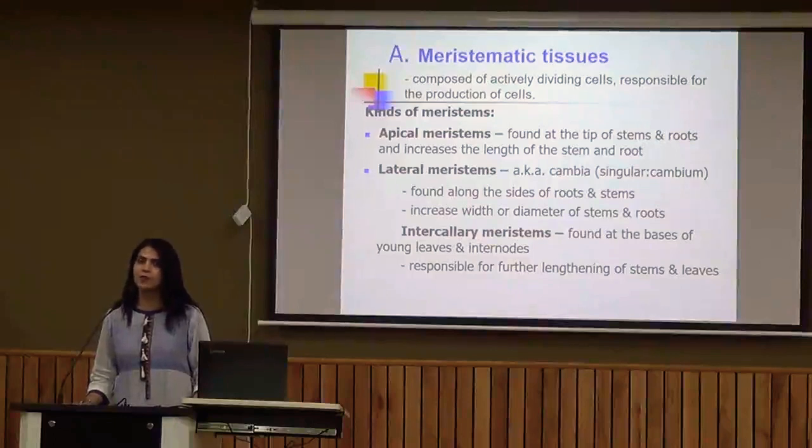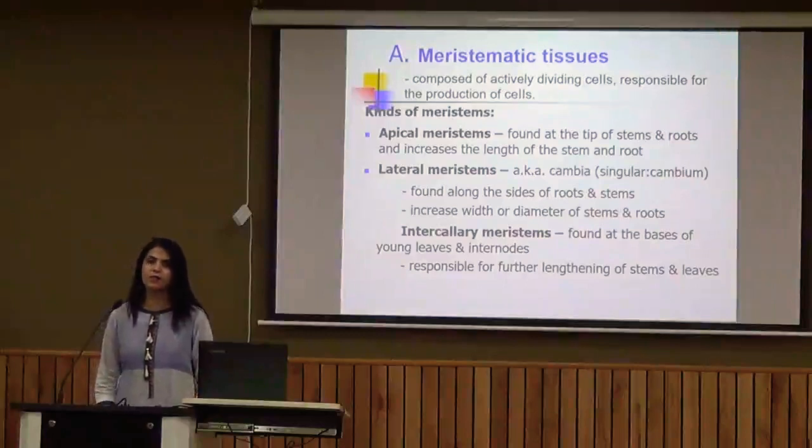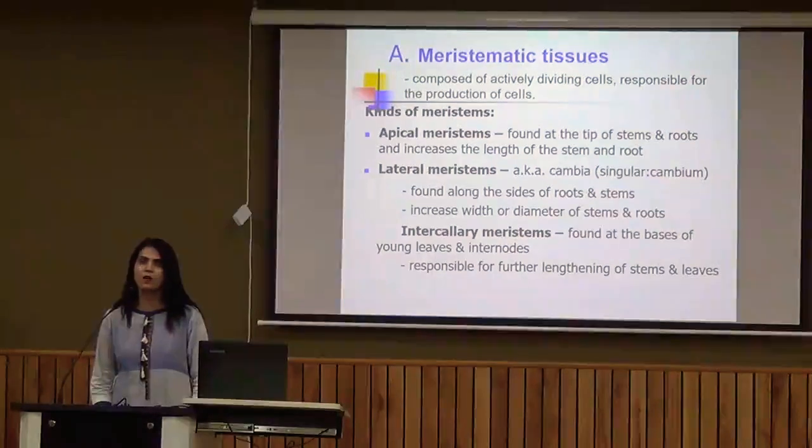The second type of meristem, the lateral meristem, is found along the sides of the stem and root, and its basic function is to increase the width or diameter of the stem and root. The third kind, the intercalary meristem, is found at the base of young leaves and internodes, and it is responsible for further lengthening, for example in the elongation of the twig and the branches.